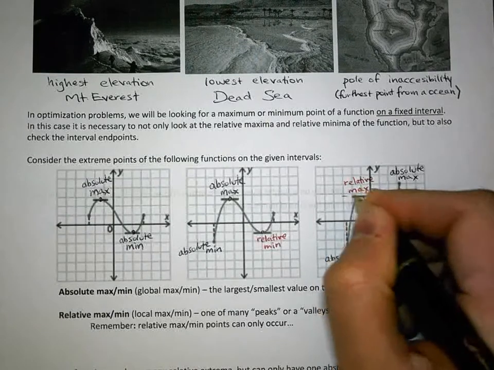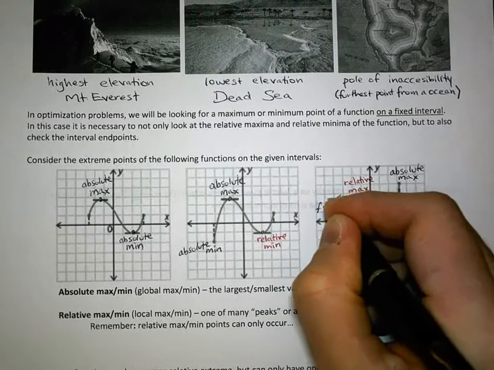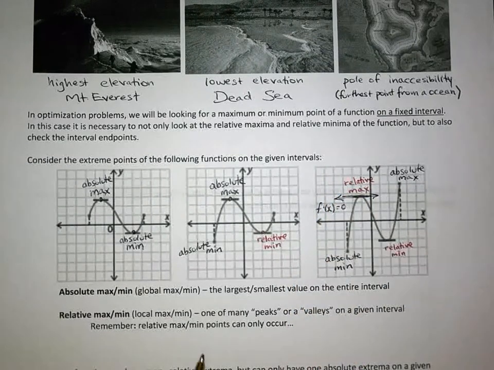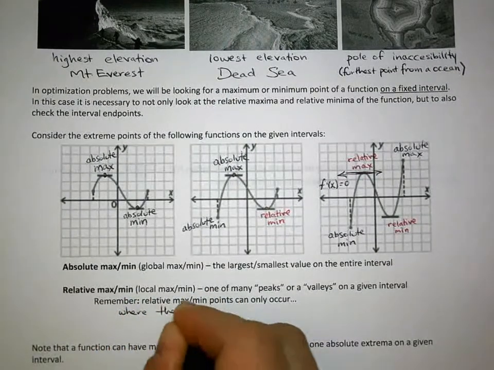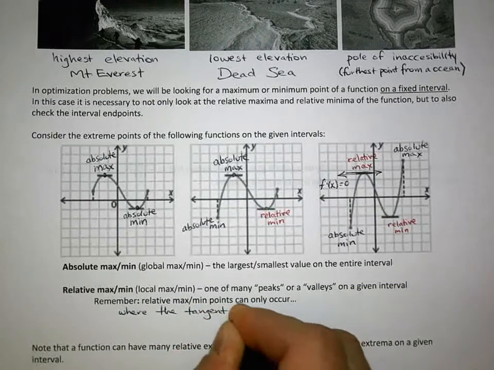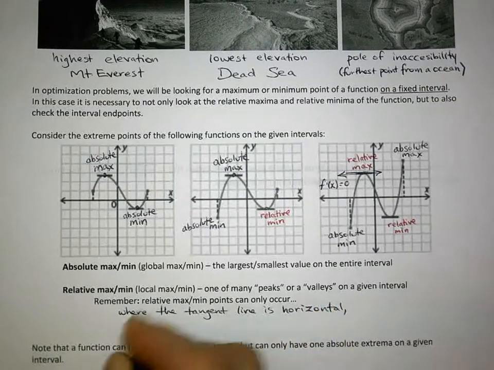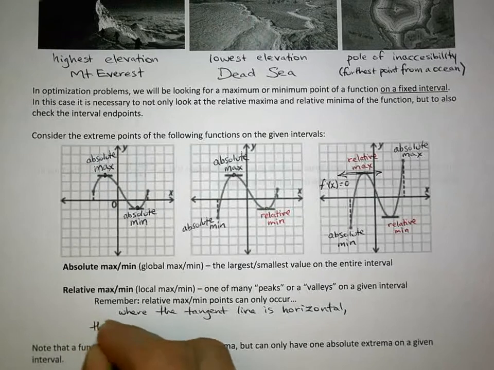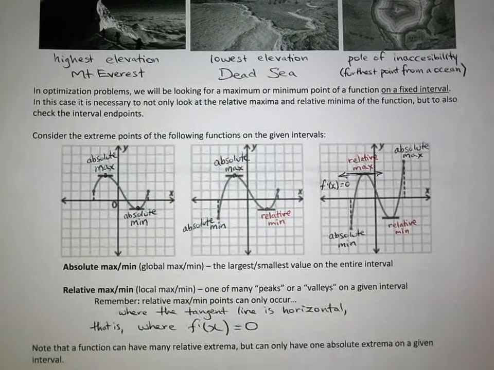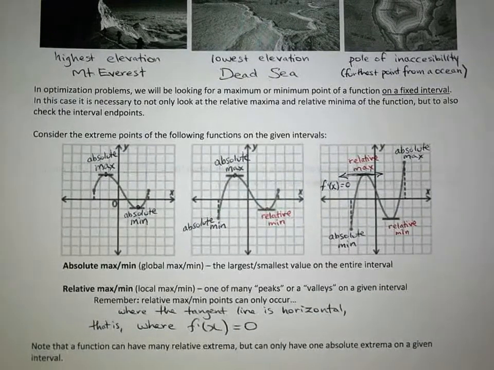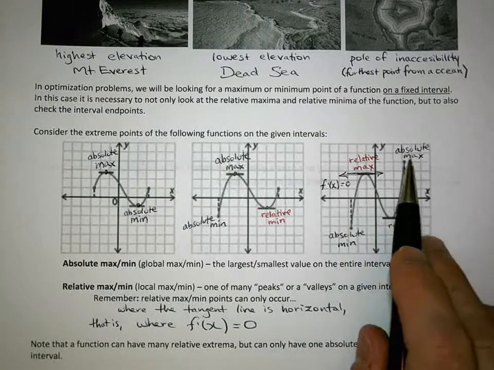Remember, relative max and min points always occur at points where there's a horizontal tangent line. That means the derivative is equal to 0. So relative max min points can only occur where the tangent line is horizontal, that is, where the derivative is equal to 0. To find these points, we have to set the derivative equal to 0, but then we have to check these points to make sure.